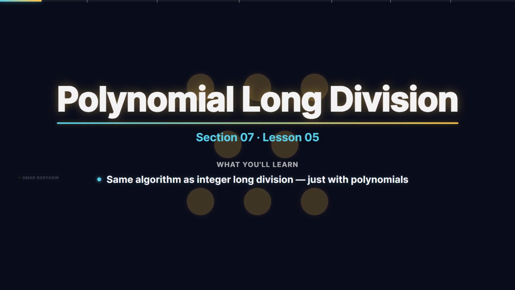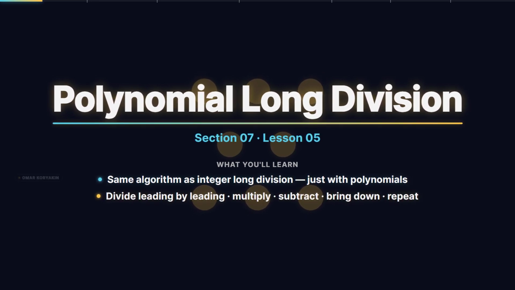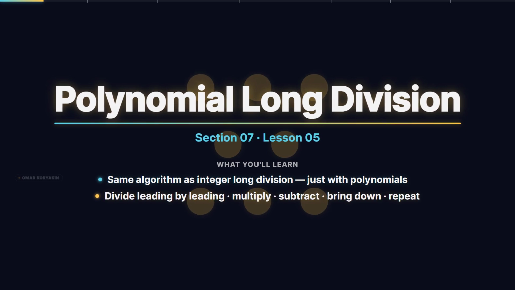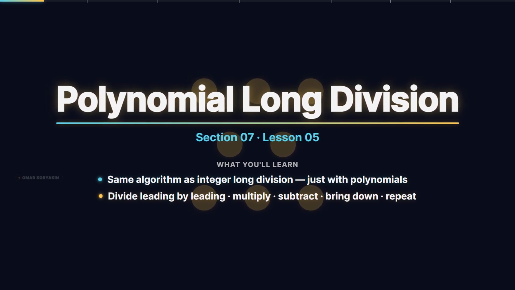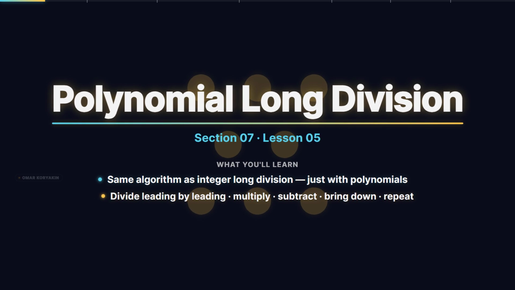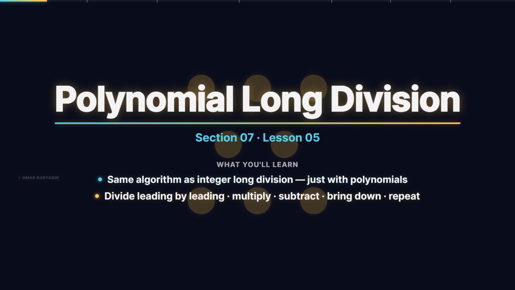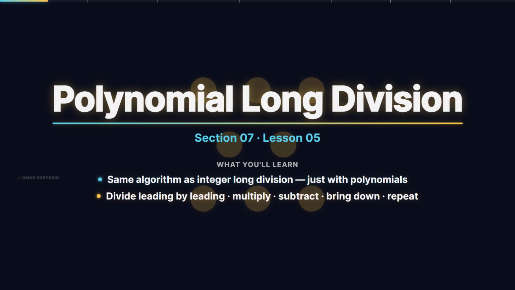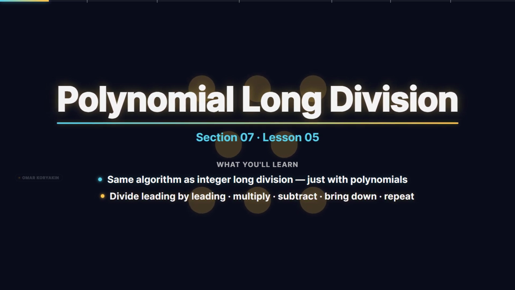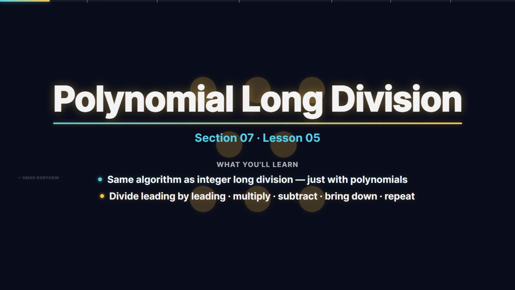Step 4. Bring down the next term of the original dividend, if any. Step 5. Repeat with the new current dividend until its degree drops below the degree of the divisor. The final remainder has lower degree than the divisor by construction. Second idea, the fundamental division relationship.